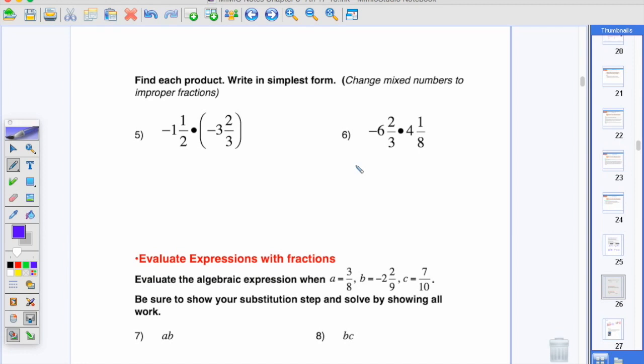We're going to find each product, write in simplest form. We're going to change mixed numbers to improper fractions. So whenever we're dealing with multiplication of mixed numbers, we need to convert them to improper fractions first.